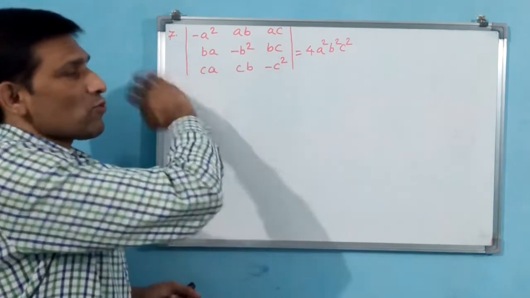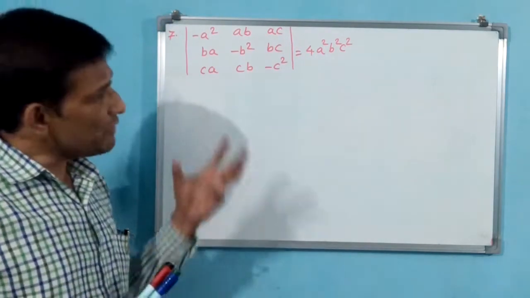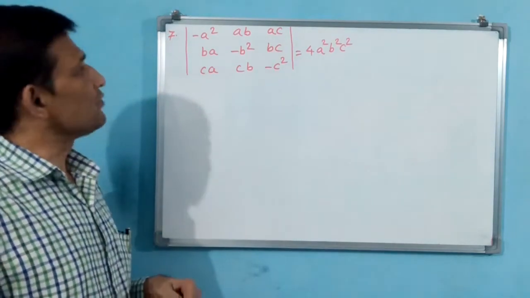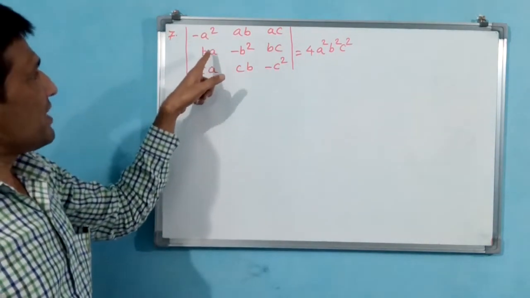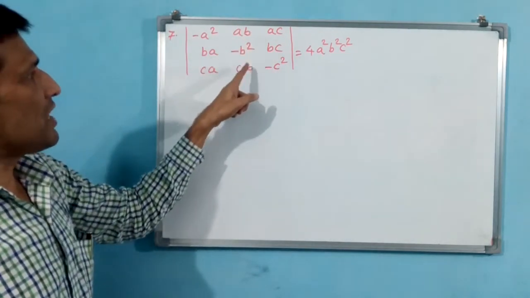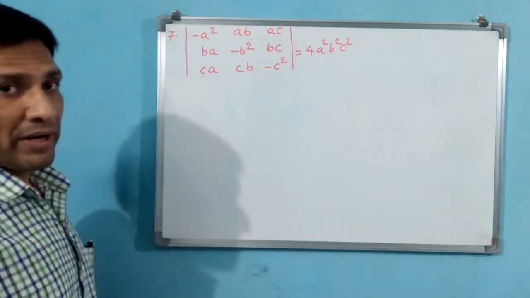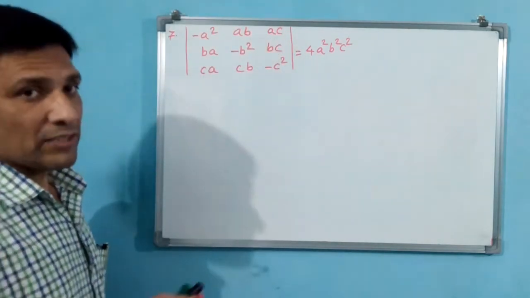See, first you study rows and columns separately. Then you imagine what is there. Any point is there to take it out, like that you think. You see a square, a: you can take a common. Why? Because b square, b: you can take b common. c square: you can take c common. Okay? Like that you have to think.